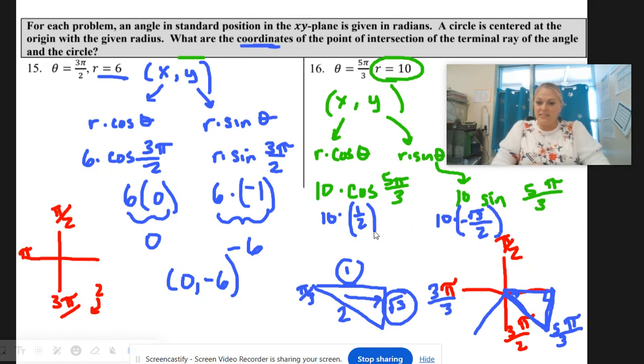Looking at both of these to simplify them, 10 times 1/2 is 5. 10 times square root of 3 divided by 2: this 10 and 2 can simplify, so it would be -5 square root 3. Put it in parentheses, and that is our answer.